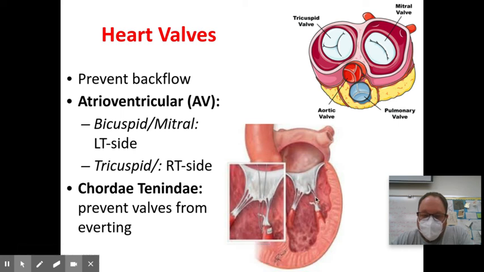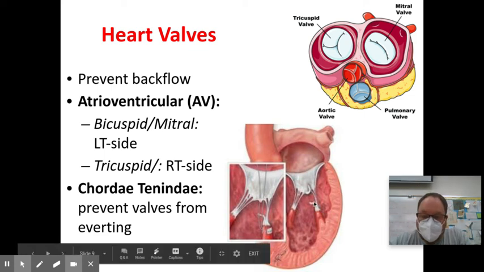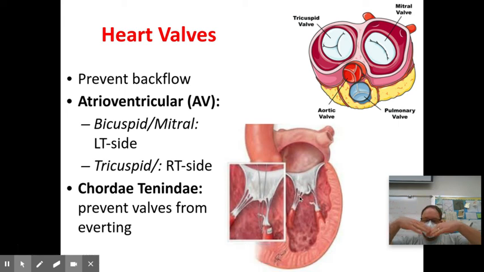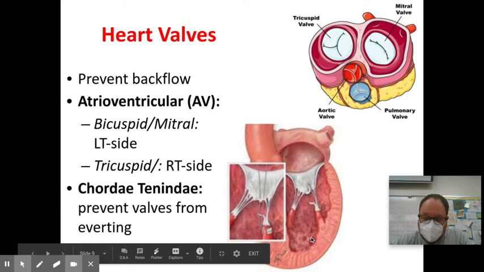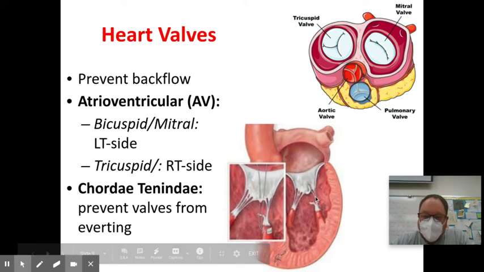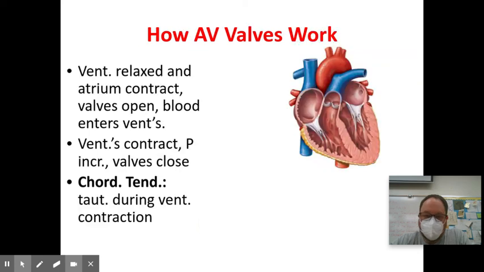Chordae tendineae, they're like, if you've ever seen the guy wires on towers, they prevent those flaps from going back up in the other direction and blood being pushed back up into the atria. So the chordae tendineae are these little strips of tissue here that prevent the valves from snapping back open. So the valves snap shut every time the ventricles contract. So again, when the ventricles contract, AV valves snap shut, and then blood doesn't go back up into the atria.